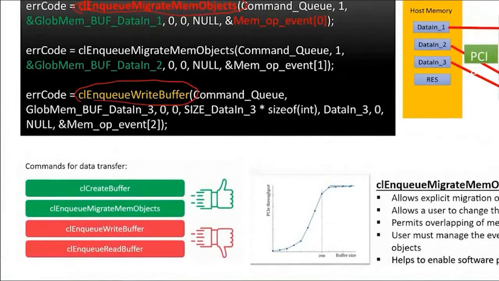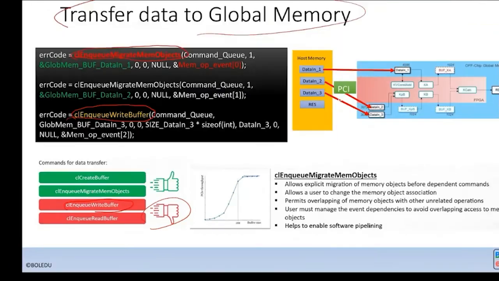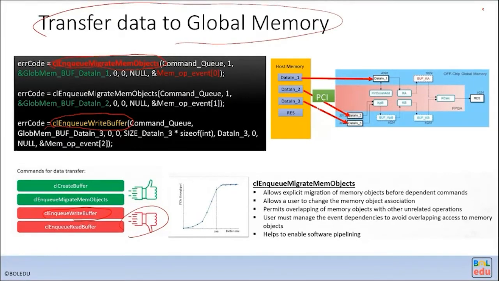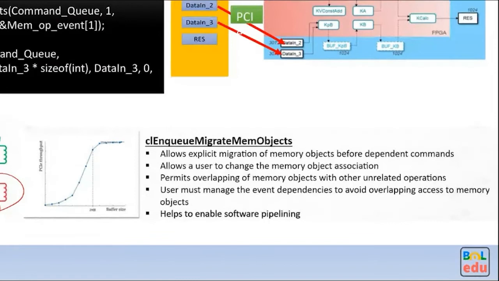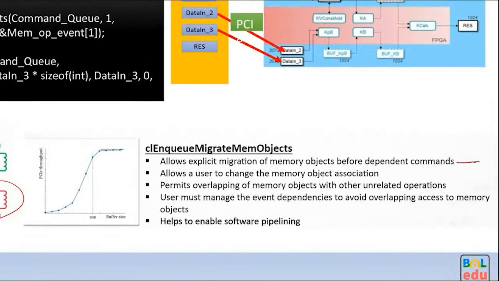Before, people used enqueue write buffer. It's still there, but it's mostly deprecated. It's obsolete. So we are supposed to use enqueue migrate memory object, and this API provides a few advantages. First thing is, you can specify the memory object migration before the dependent command.